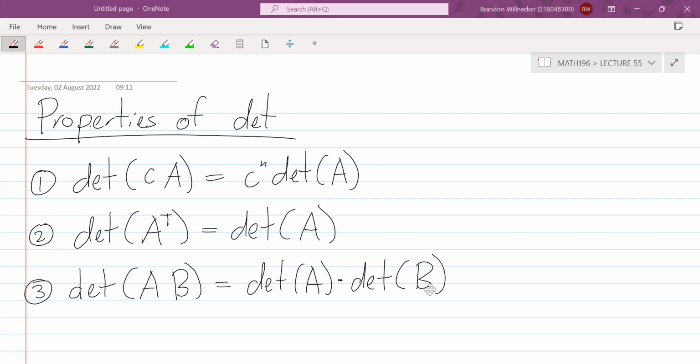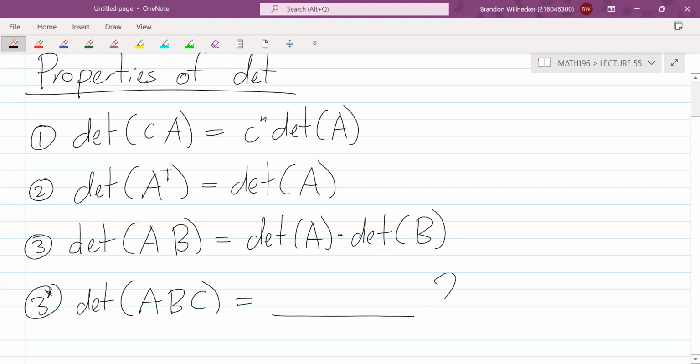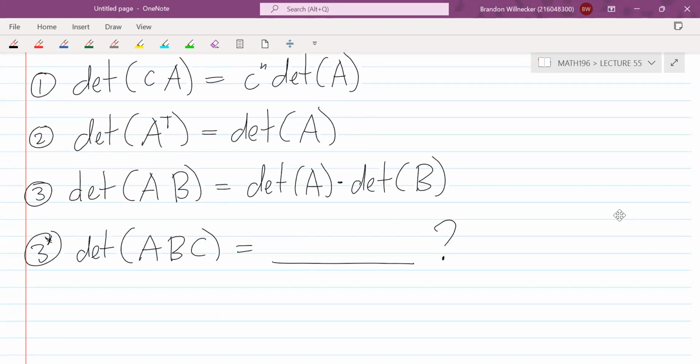Okay, and then you can extend this to other products as well. So if you have the determinant of A times B times C, then you can figure out what that needs to be as well. Okay, so number four, or let's say 3 star. Determinant of A times B times C, what would that be? Okay, so leave that for the first bit of homework. And then the main homework question for today.